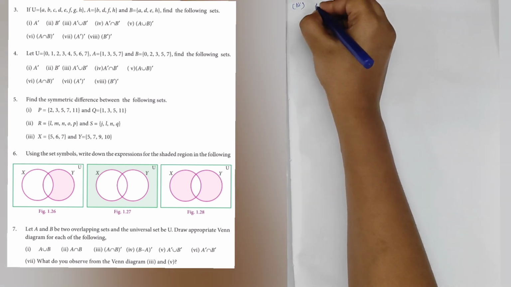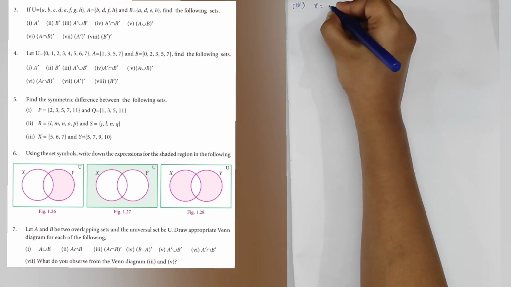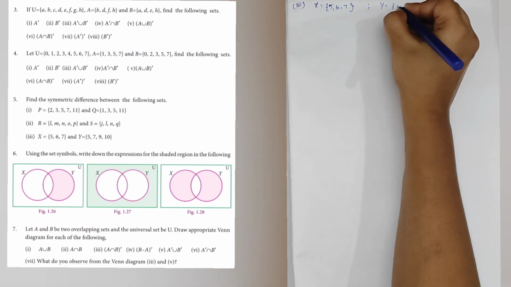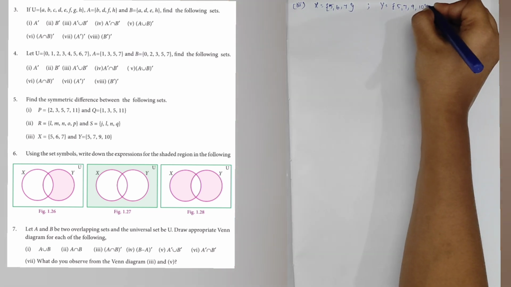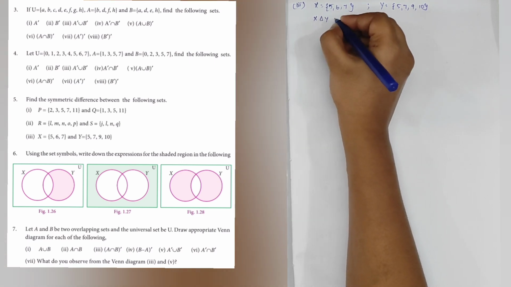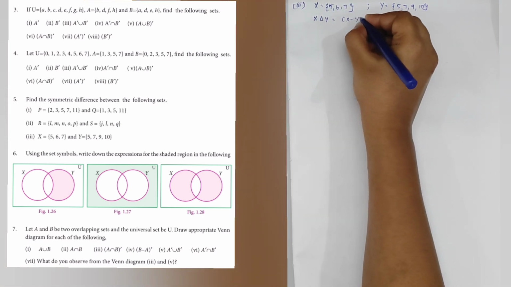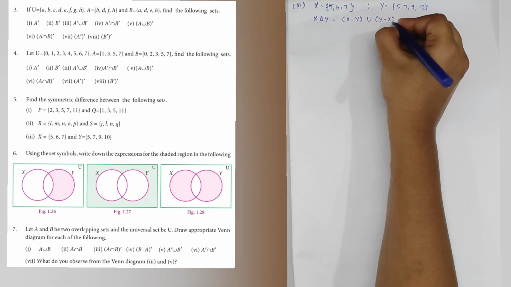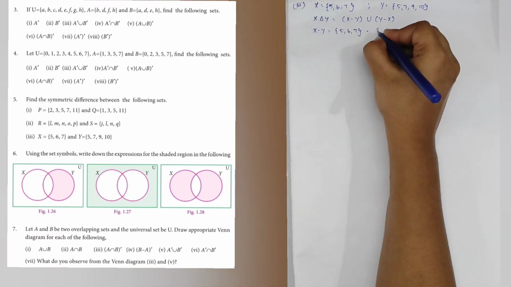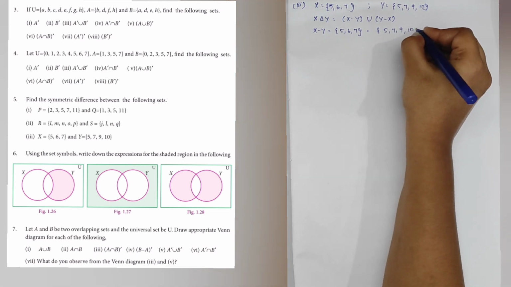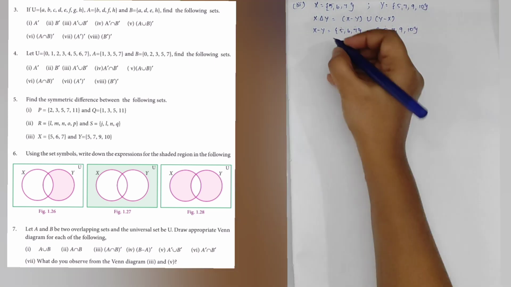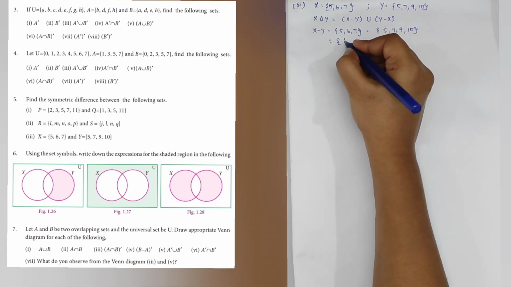Third question, x is equal to 5, 6, 7 and y is equal to 5, 7, 9, 10. Okay, so we have to find the symmetric difference between x and y. So x delta y, that is equal to x minus y union y minus x. X minus y, that is equal to 5, 6, 7 minus 5, 7, 9, 10. So what is common here? 5 and 7, it is common. So write only the uncommon element of this first set, that is 6.